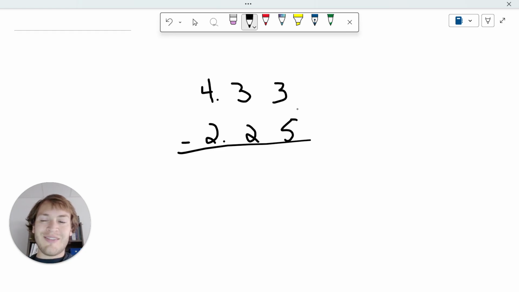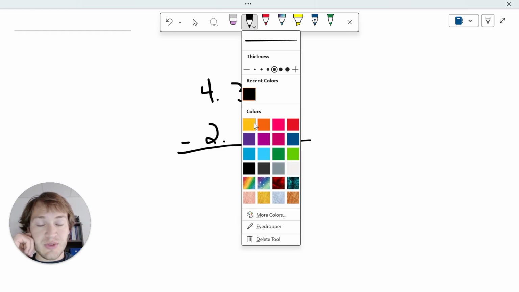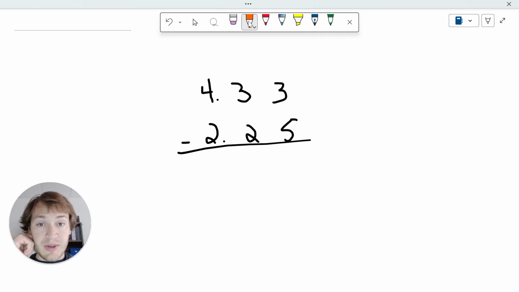All right, just like before, we're going to go right to left. So 3 minus 5, we can do that. It's going to give us a negative number, but if we're doing subtraction by hand, we can't have negative numbers in one place value. So instead, we got to borrow, right? So when we borrow, we're going to sort of take a 10 from the next number, right? So instead of 3, we're going to call this 2, and then we'll make this 13.